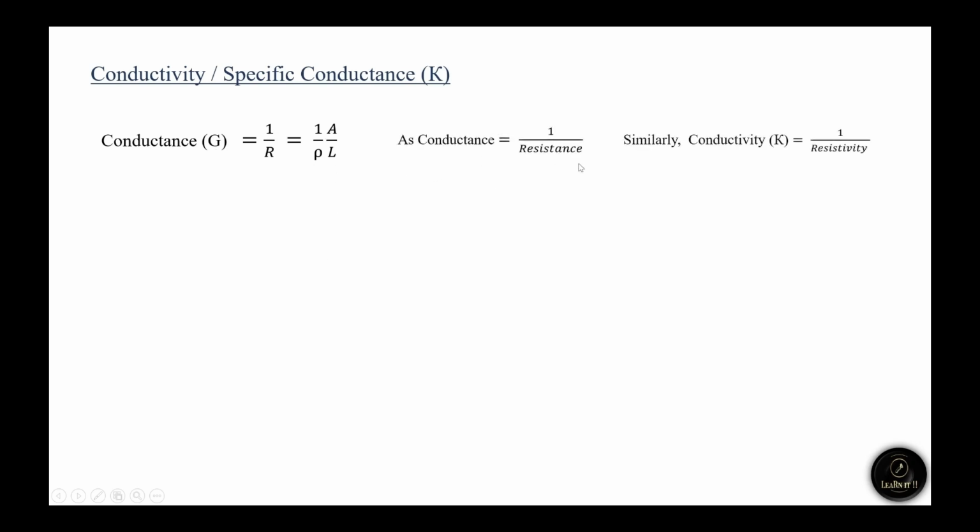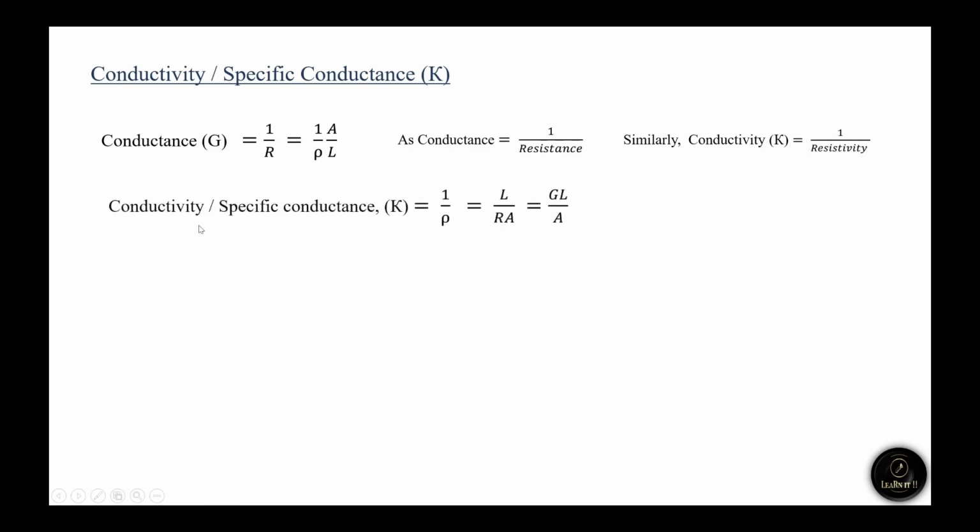So by this we can say what conductivity or specific conductance is, which is indicated by the letter kappa. It is not K, it is kappa. Conductance we know is inversely proportional to resistance. So G is equal to A by rho into L, because R is directly proportional to L and inversely proportional to A, that's why R is equal to rho L by A. So here G is 1 by R, that's why G is equal to A by rho L. As conductance is 1 by resistance, conductivity is 1 by resistivity.